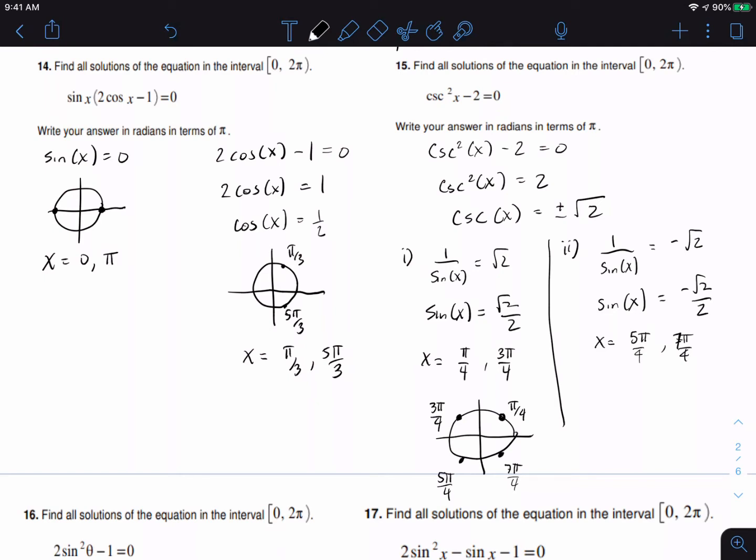Okay, cool. Just trying to make sure that you guys get the complexity of these problems, because they are a bit complex.